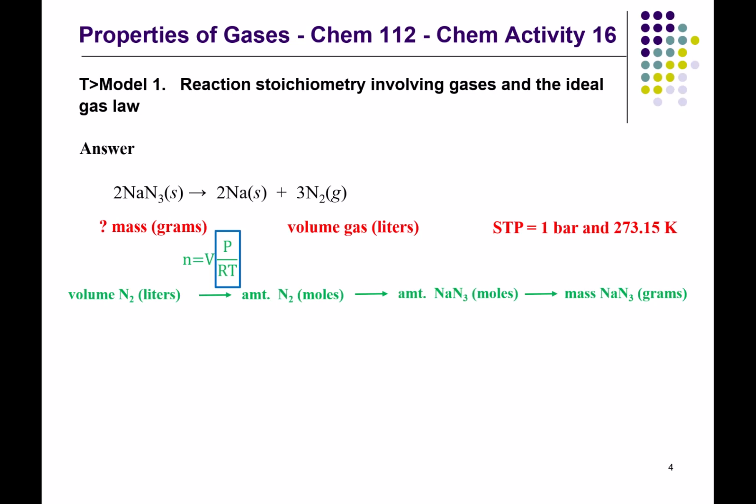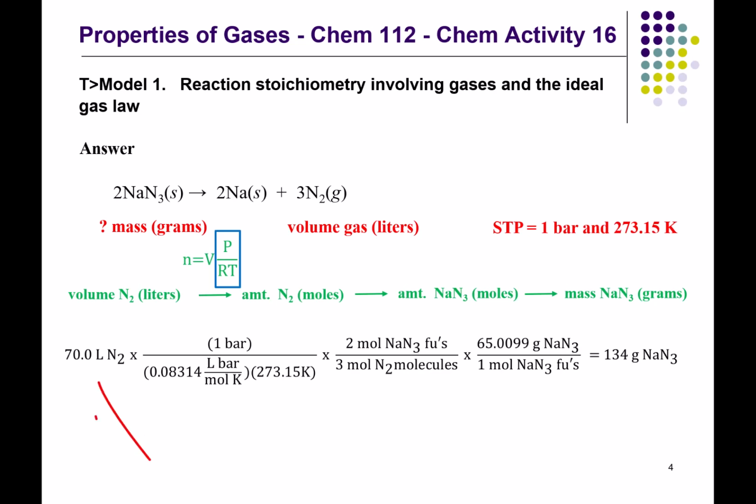So you've been through this process a number of times. Here is the worked out example. So 70 liters of nitrogen gas. The conversion involves multiplying by 1 bar, dividing by the ideal gas law constant, and dividing by the temperature. At this point, we would know the amount of nitrogen gas. We now make use of the stoichiometric coefficient. So it's 2 moles of sodium azide for every 3 moles of nitrogen gas. And then finally multiply by the molar mass of the sodium azide. This gives us 134 grams of sodium azide that would be required. Note this is to 3 significant figures given the original quantities.